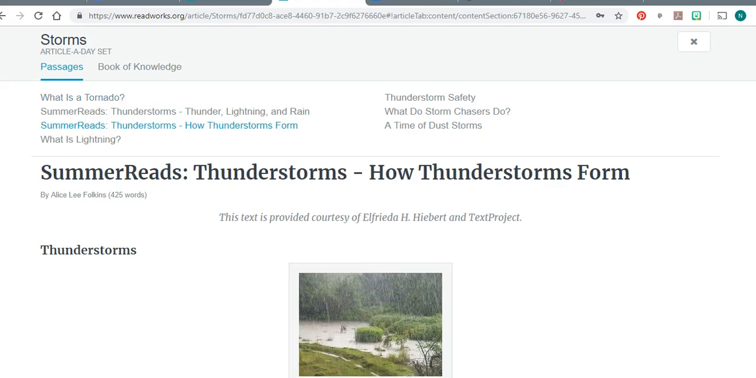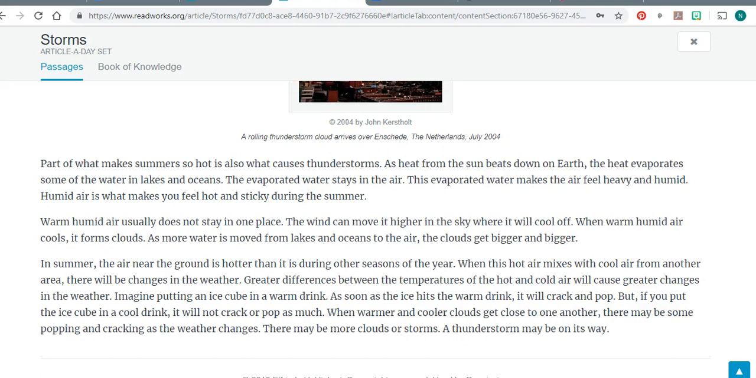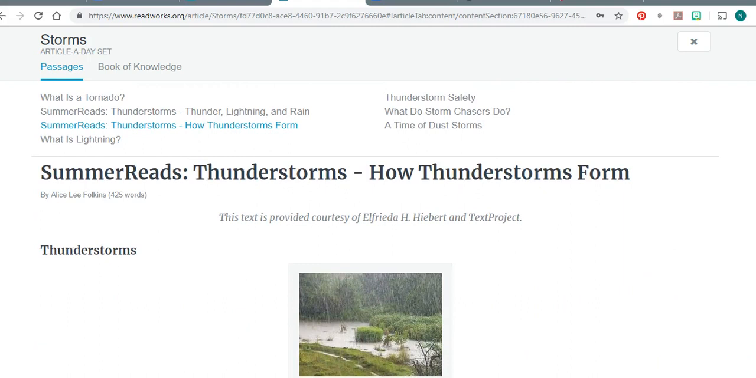How thunderstorms form. So this is like for 3rd grade. You can see they're different levels. But I think these are great to use. They're high interest, and they'll help with comprehension if they're struggling with vocabulary.